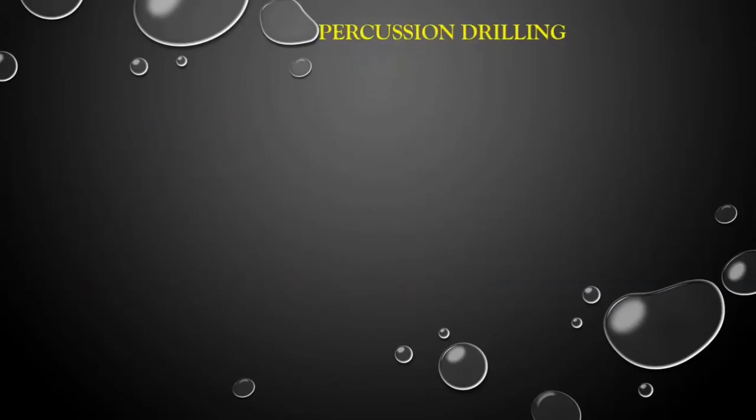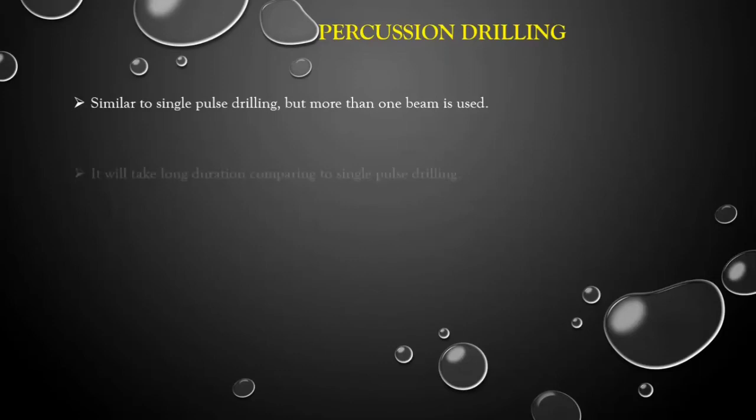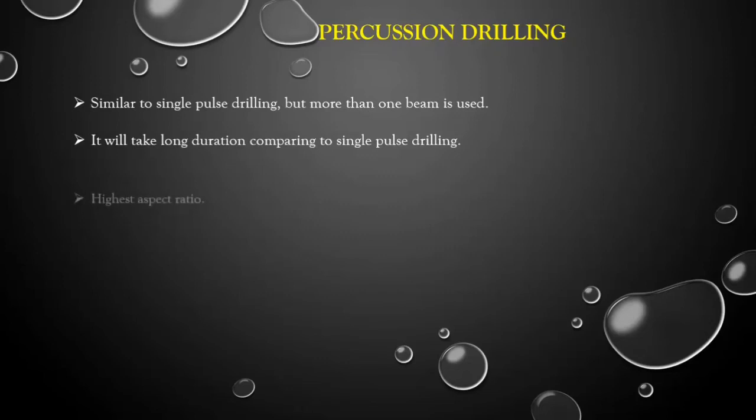The next classification is percussion drilling. It is similar to single pulsed drilling, but the main difference is that more than one laser beam is used. It will take a longer duration compared to single pulsed drilling. Among the 4 classifications, percussion drilling has the highest aspect ratio. In both single pulse and percussion drilling, the laser beam is fixed.